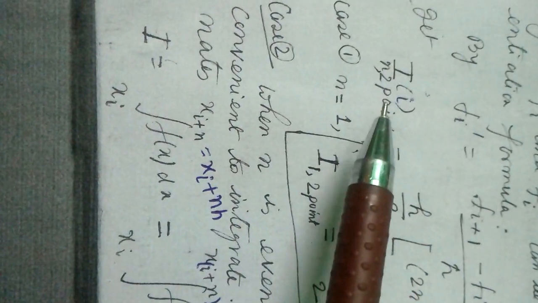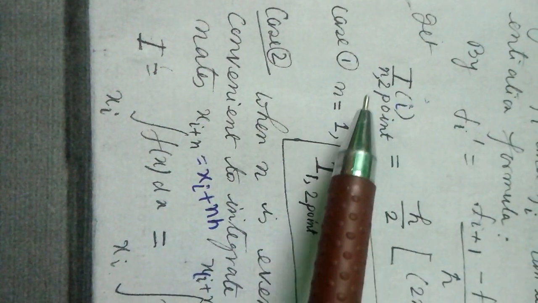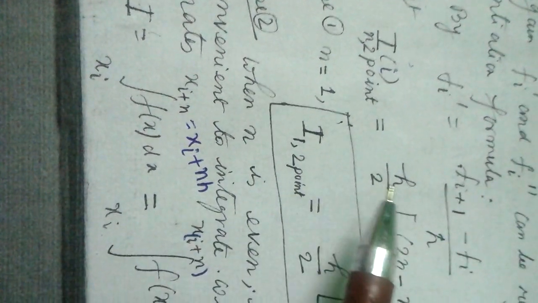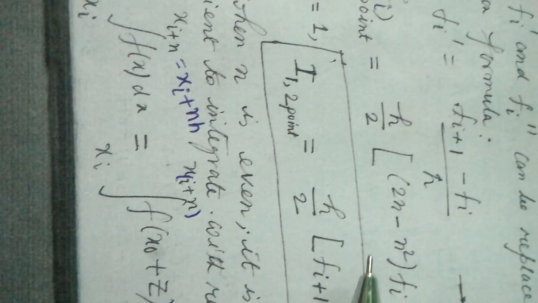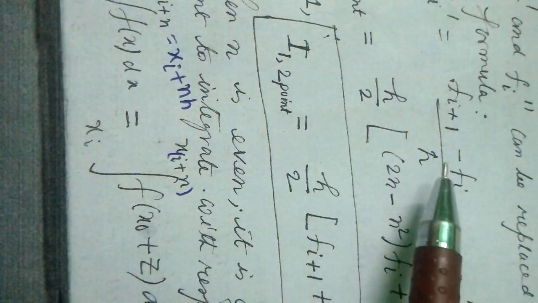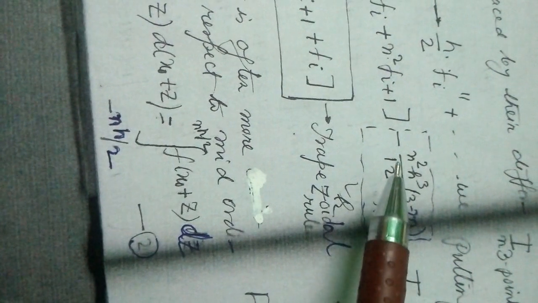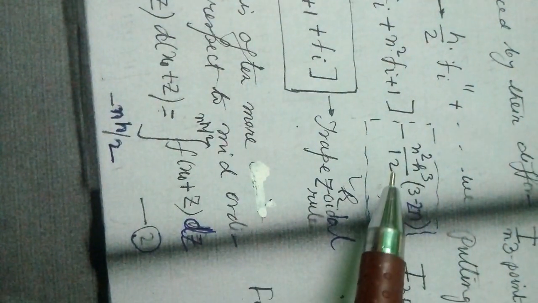So we get in 2 point, h by 2 is equal to, if you put the value of this in that previous expression, n squared h cubed by 12 into (3 minus 2n) f_i''.